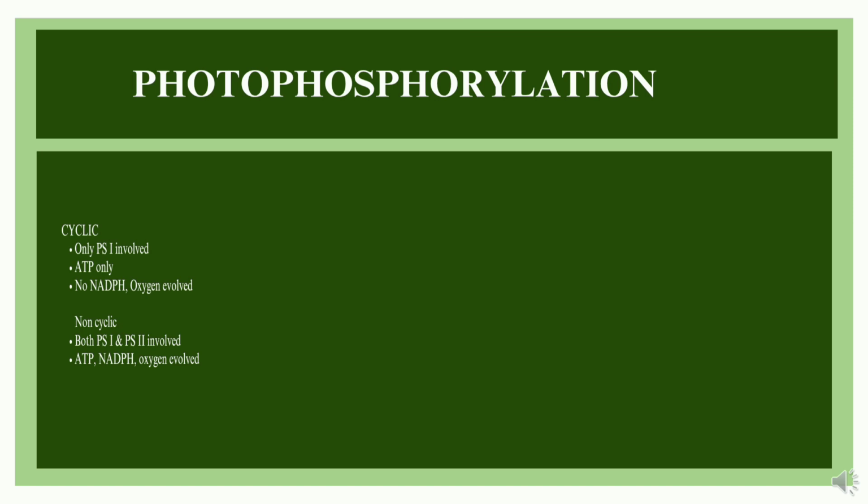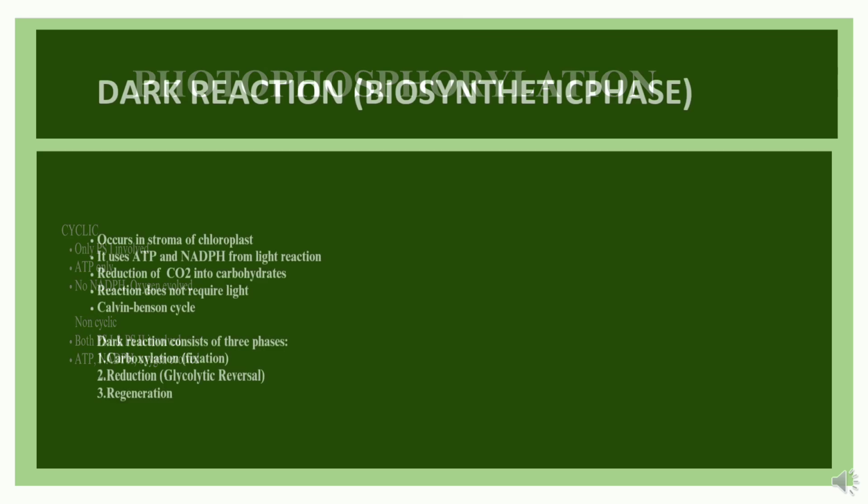Dark reaction is also known as the biosynthetic phase. It occurs in the stroma of the chloroplast, where ATP and NADPH from the light reaction are utilized and carbon dioxide is reduced to carbohydrates. For the dark reaction, light is not required, and it is also known as the Calvin-Benson cycle. The dark reaction consists of three phases: first carboxylation, then reduction, and finally regeneration.